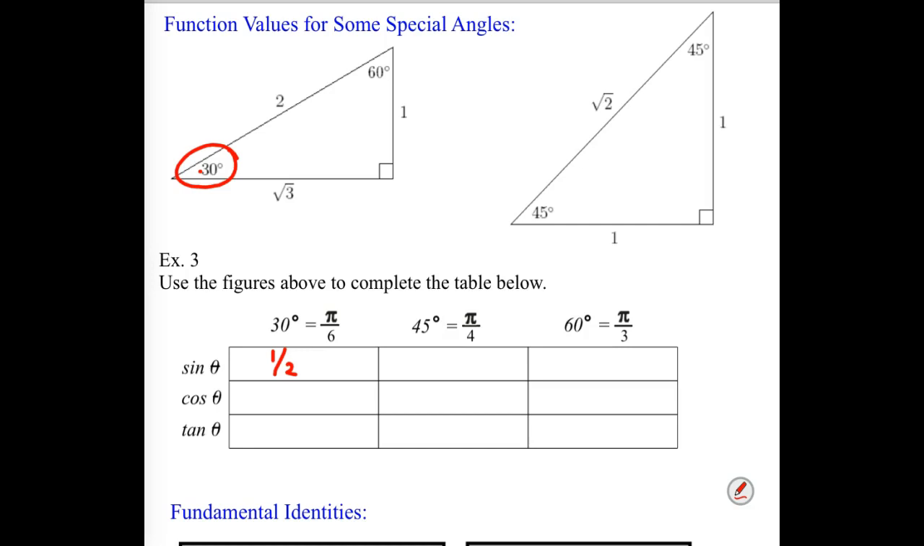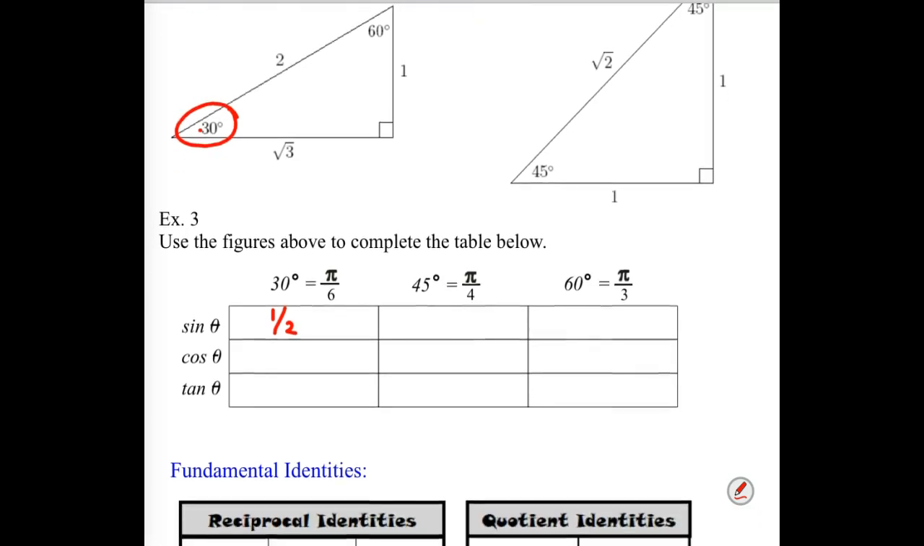Okay. Keeping with that same angle, what would the cosine be? Cosine? Adjacent over hypotenuse. So this time it would be √3/2. And tangent. Tangent's opposite over adjacent. So 1/√3. We typically don't leave them like that. We rationalize it and it would turn into what? √3/3. Yep.